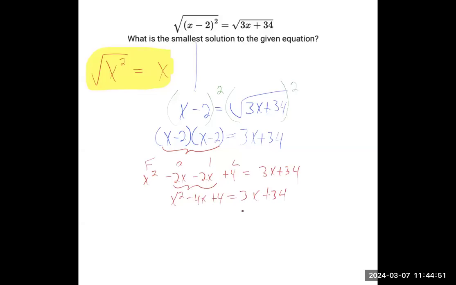Take away 3x from both sides, take away 34 from both sides. We'll have x squared minus 7x minus 30 equals 0. And now we're in BC factoring.